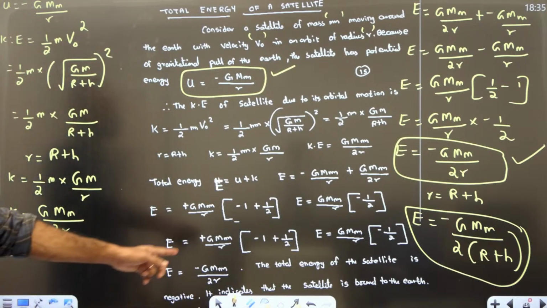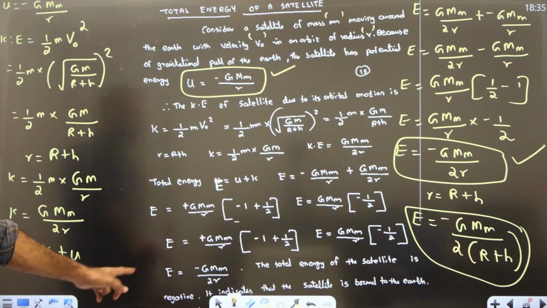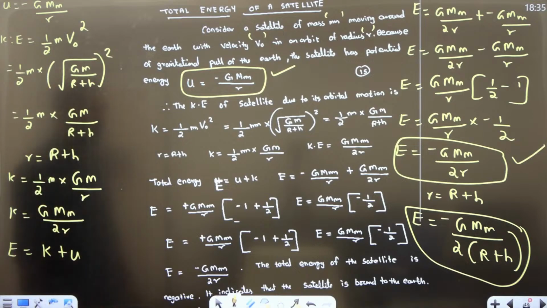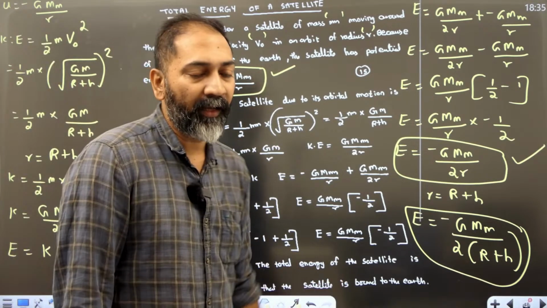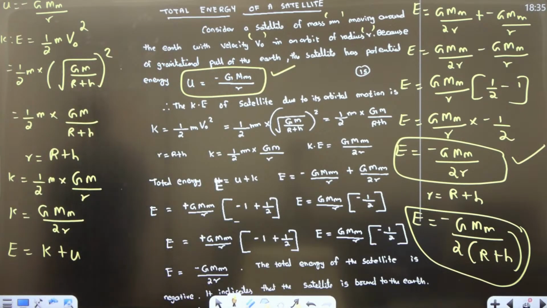The total energy of a satellite is negative. It indicates that the satellite is bound to the Earth, which is a very important point. The last line is important. The total energy of a satellite is negative. What does it mean? The satellite is bound to the Earth.